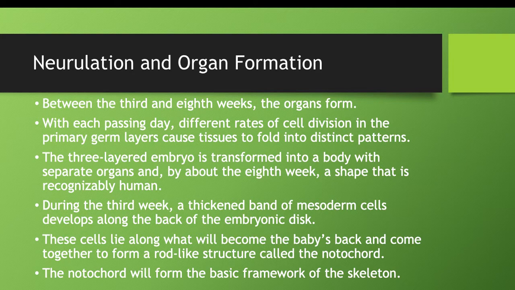Neurulation and organ formation. Between the 3rd and 8th weeks, the organs will start to form. With each passing day, the different rates of cell division in the primary germ layers cause tissues to fold into distinct patterns. The 3-layered embryo is transformed into a body with separate organs, and by about the 8th week, a shape that is recognizably human. During the 3rd week, a thickened band of mesoderm cells develops along the back of the embryonic disc.